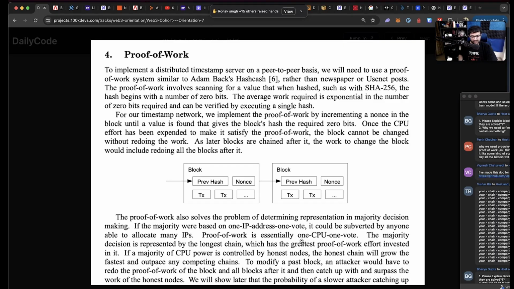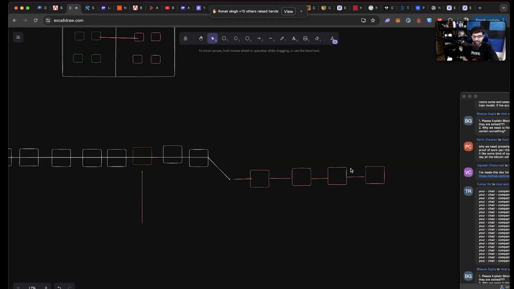Proof of work is essentially one CPU, one vote. If you want to compete with 50% of the network, you need as many CPUs as the network has. If there are already thousands of CPUs on the Bitcoin network, if you want to change the blockchain, you will have to introduce another 1,000 CPUs. The majority decision is based on the longest chain, which has the greatest proof of work.